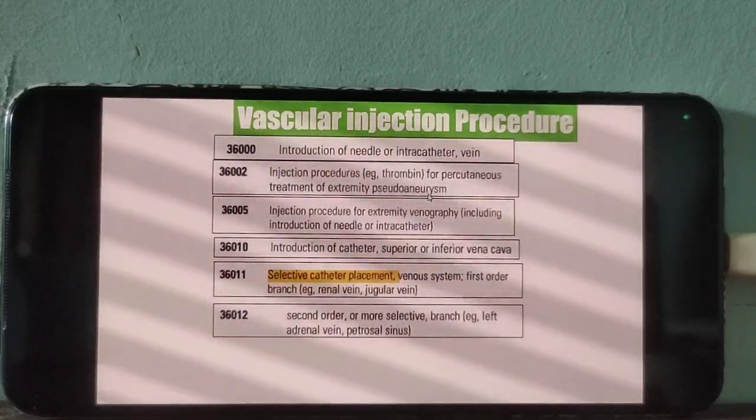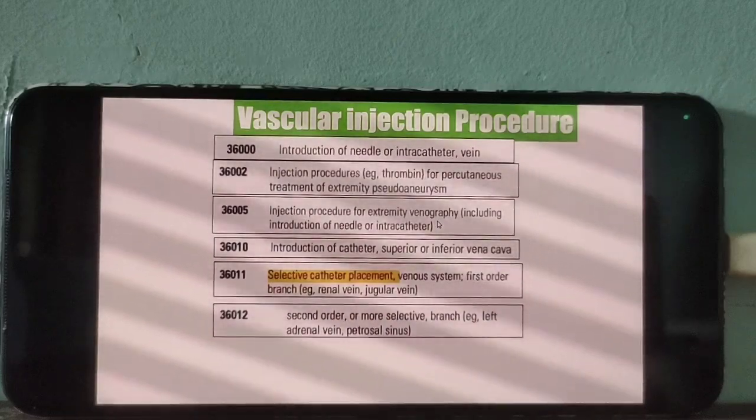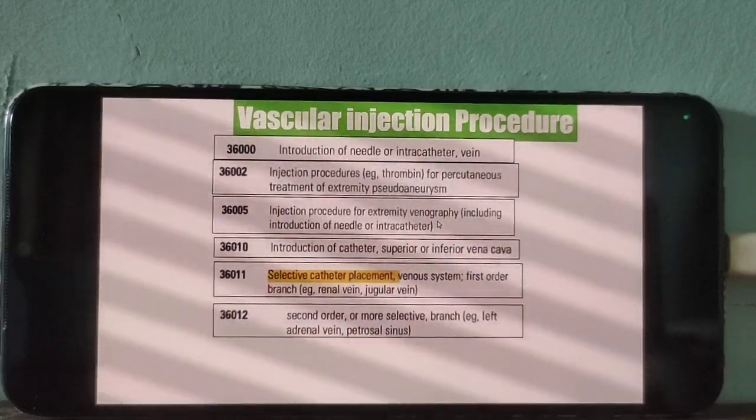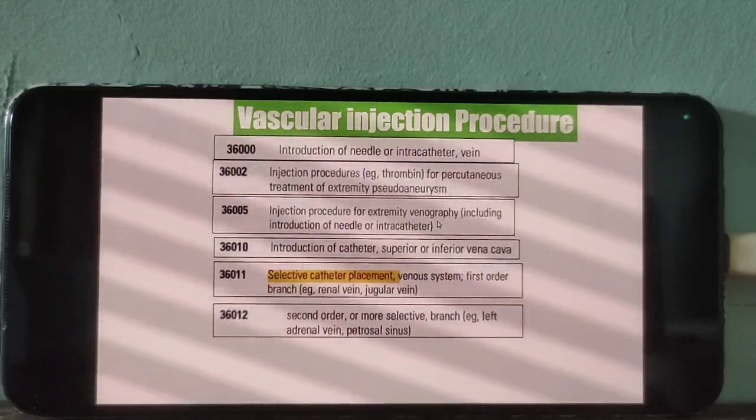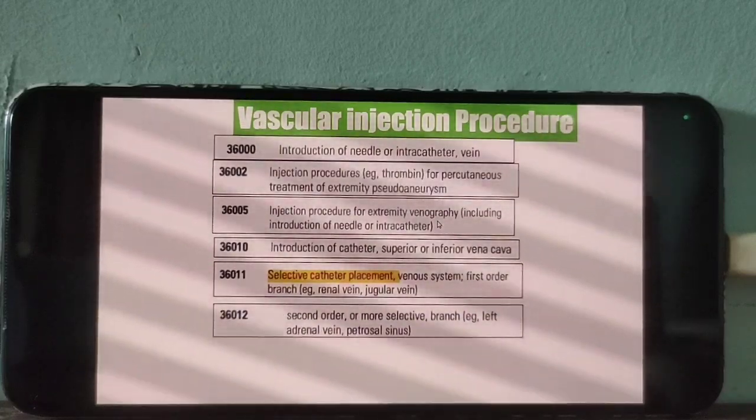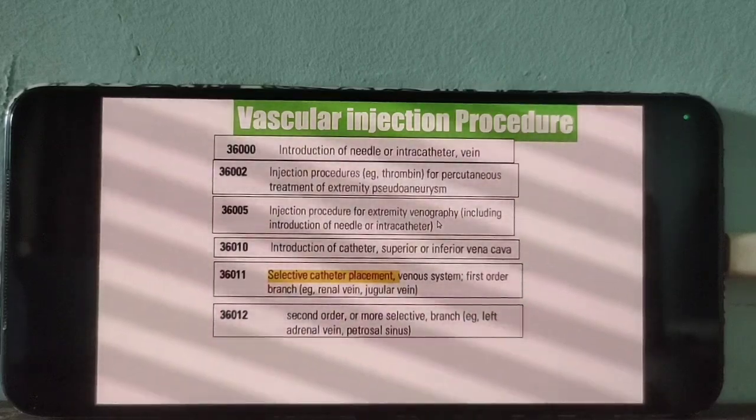36005 is for the injection procedure for venography. Now here we have to analyze the procedure. What is the reason for that procedure? Here injection is given for venography, 36005. If injection is given for pseudo-aneurysm, 36002.